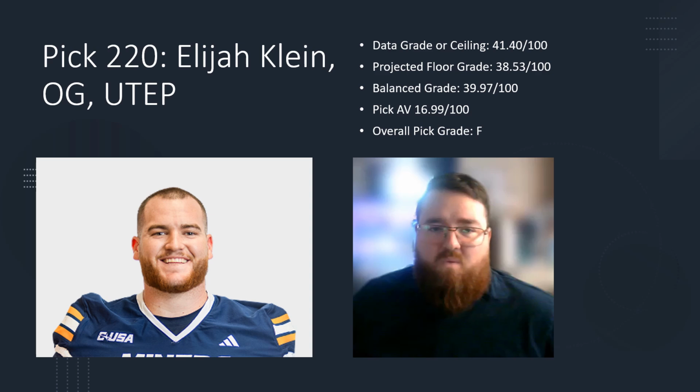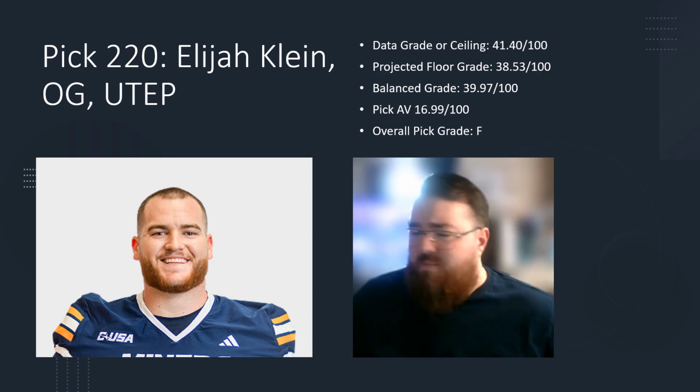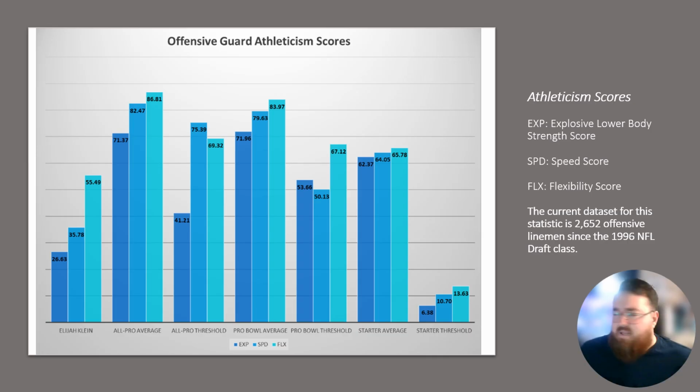Based on his data grade, he had a 41.40 score. Floor was 38. His balance grade was 39, and pick AV was 16.99. His overall pick grade would be an F. Taking a look at his athleticism traits, he had below average, I would say, explosiveness and below average speed.